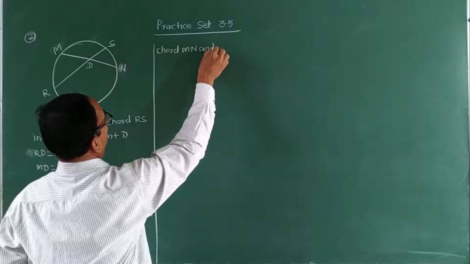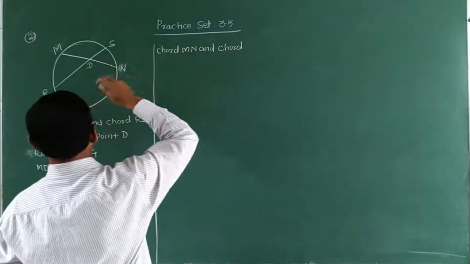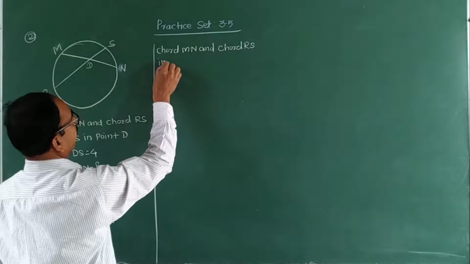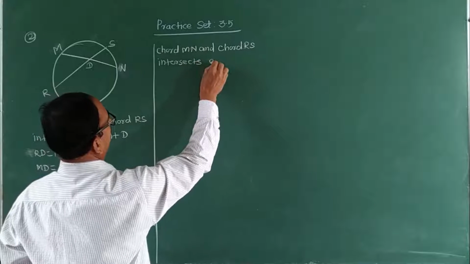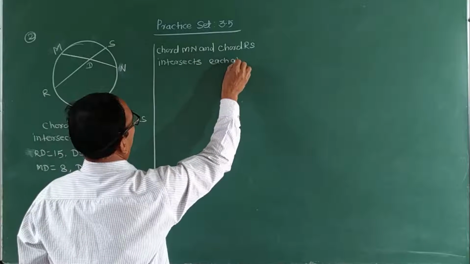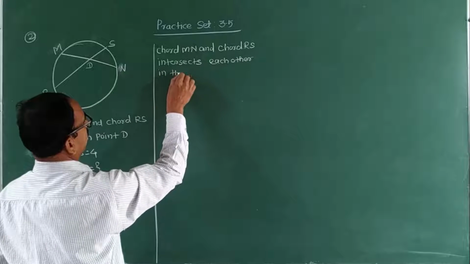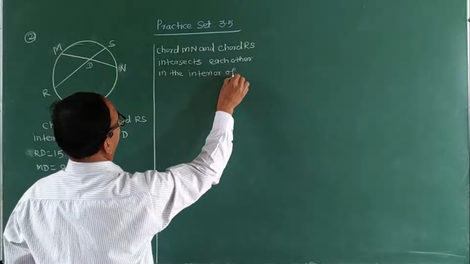So here we will write, for first, chord MN and chord RS intersect each other in the interior of the circle.